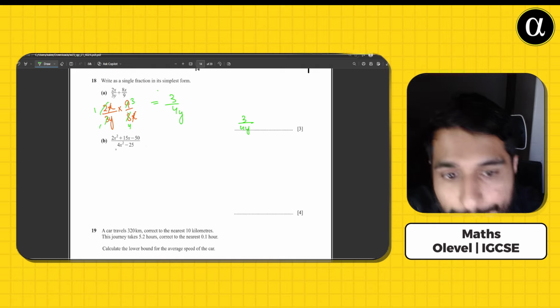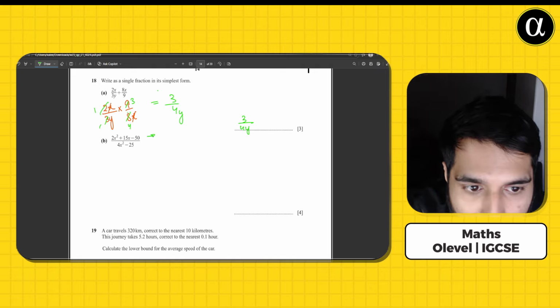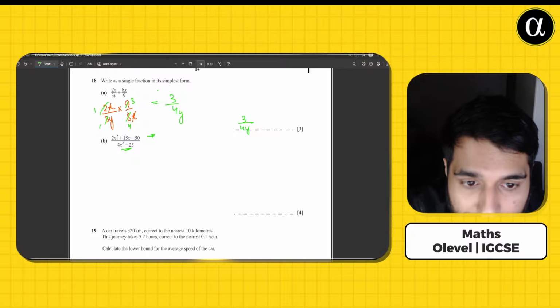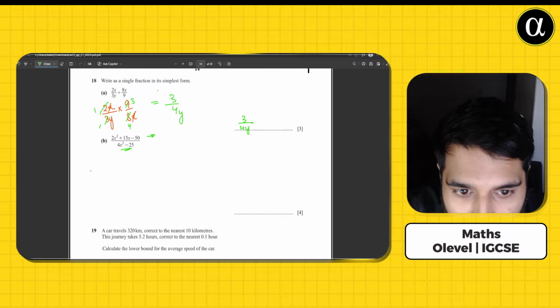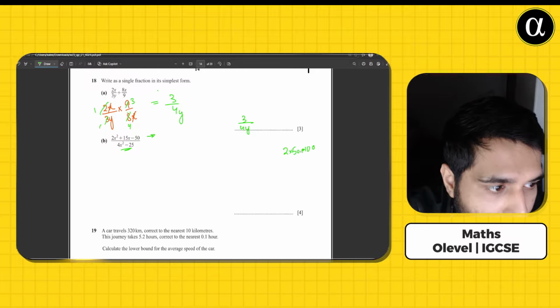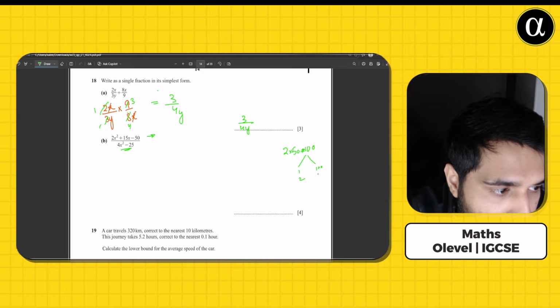Part B states that we need to write this as a single fraction as well in its simplest form. So probably we can apply middle term breaking over here, and we'll have to look at what we can do for the second case. When we apply middle term breaking, it's going to be 2 into 50. 2 into 50 gives us 100, and we write the factors of 100 that would result in 15. So we can see that it's 1 and 100, 2 and 50, 4 and 25, and 5 and 20. So 5 and 20 would give us 15.